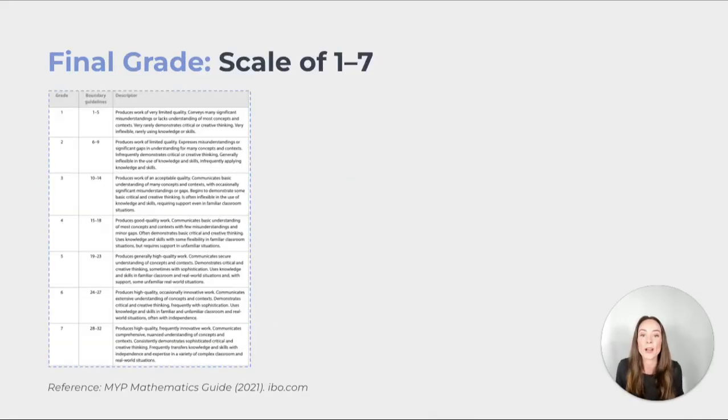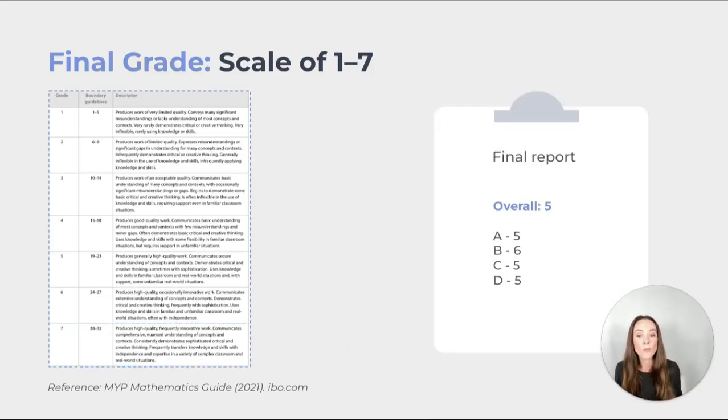The total score is then converted into a final MYP grade, which is on a scale from 1 to 7, determined by the grade boundaries. For example, our student had a total score of 21, which would fall in the 19 to 23 band, and an overall grade of 5, while a score of 28 to 32 would correspond to a grade of 7, the highest achievement level in the MYP. So on the report, you will see for each subject an overall grade and the summary of the achievement levels in each of the criteria.